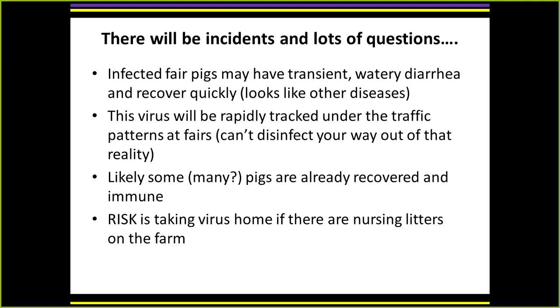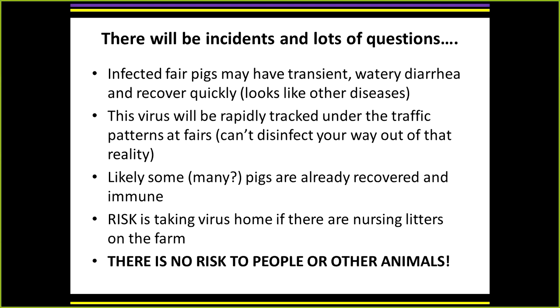The big thing to make sure that everyone knows is that the big risk is if people, kids, parents are at the fair and they take the virus home and they have nursing litters or sows due to farrow, that's the big risk. That's where the death loss and the real drama is going to occur. So that's a key part of educating young people and their parents.